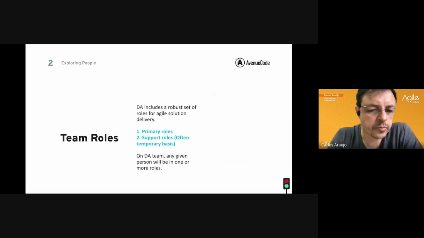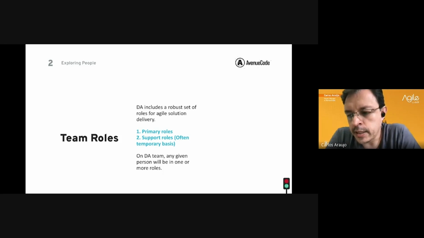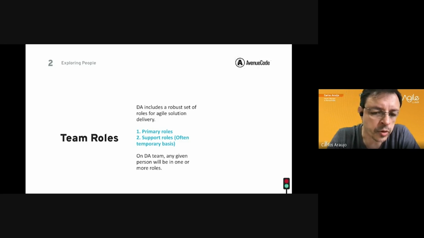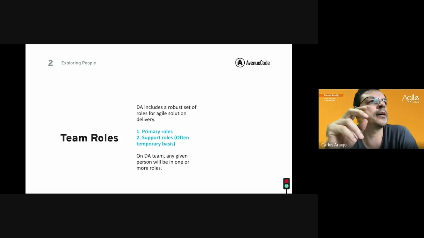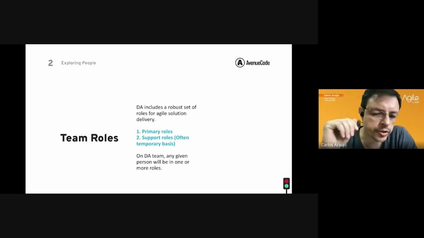The team roles. DA includes a robust set of roles for agile solution delivery, and basically they divide in two roles here: primary roles and support roles. A support role is often temporary basis. It's someone you put in here for specific moments, specific actions that we need in the projects. But it doesn't mean that it's a constant role that we need to have in the project.